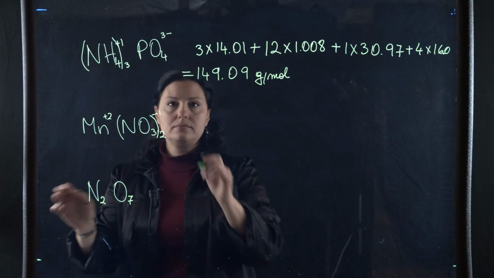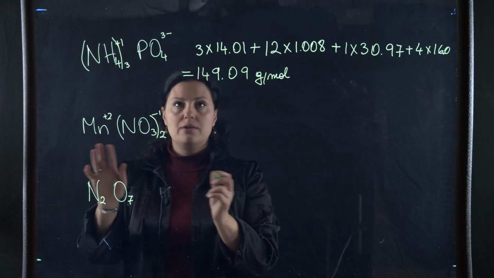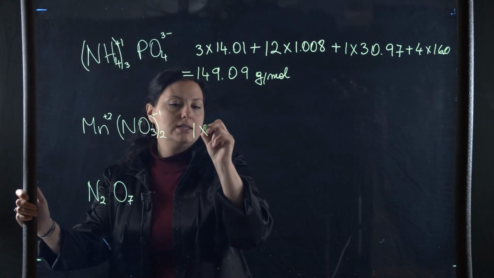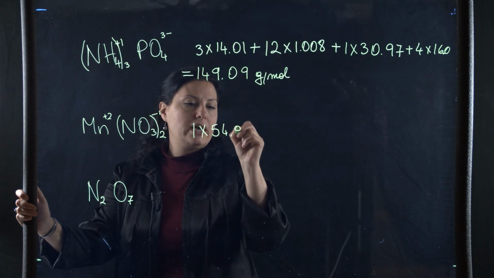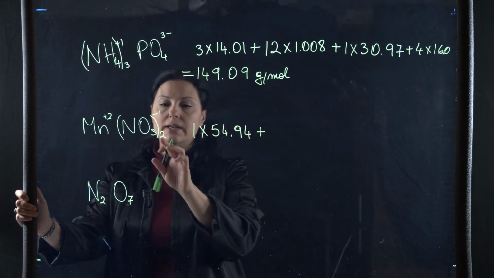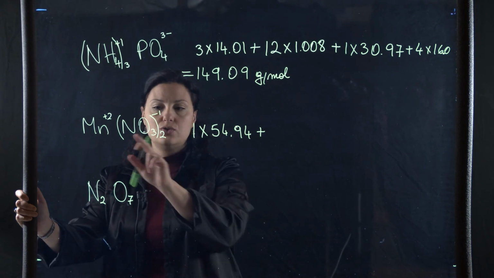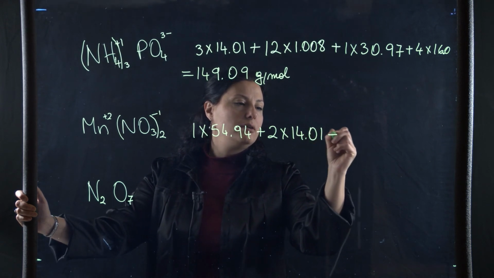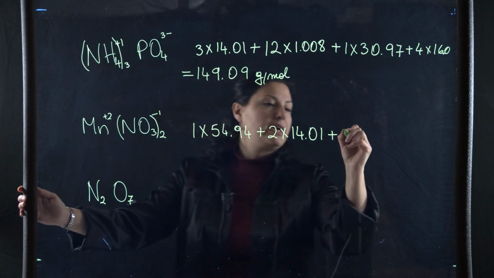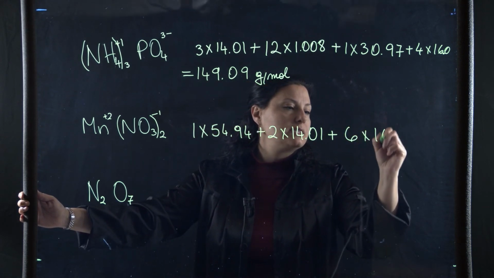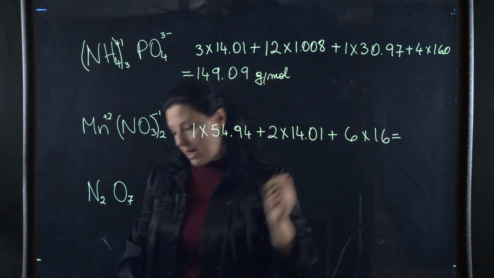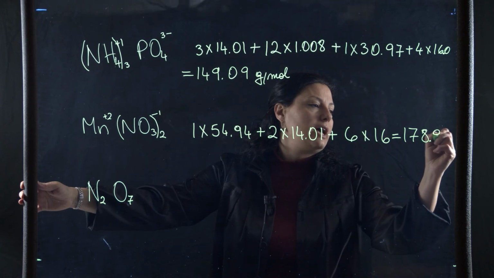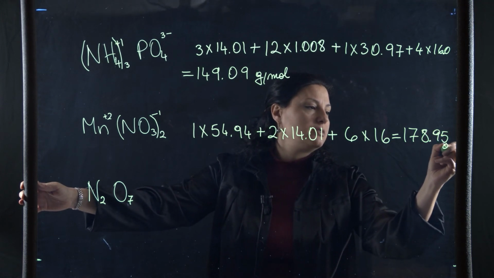Okay, let's look at this formula over here, for the molar mass. I have 1 manganese, and manganese is 54.94, so 1 times 54.94 plus, now I have to distribute. I have 2 times 1, so 2 nitrogens, 2 times 14.01, plus 2 times 3 oxygens makes 6 times 16. And if you do this whole math, you should get 178.95 grams per mole.